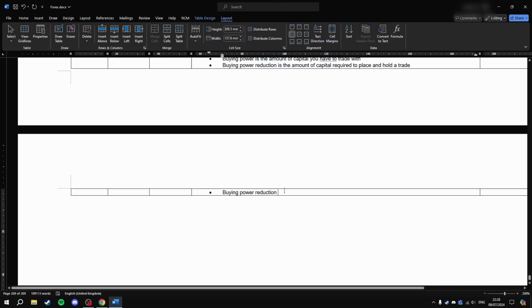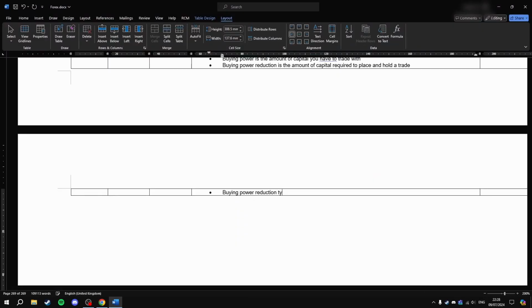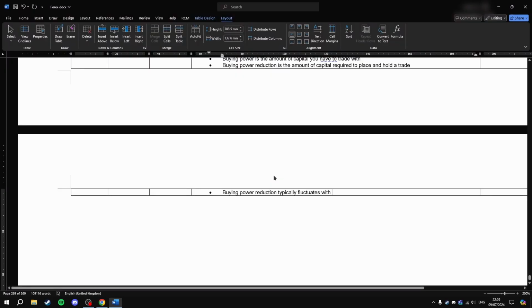It's important to understand the difference between the two concepts. Buying power reduction typically fluctuates with undefined risk positions, and is static with defined risk positions.